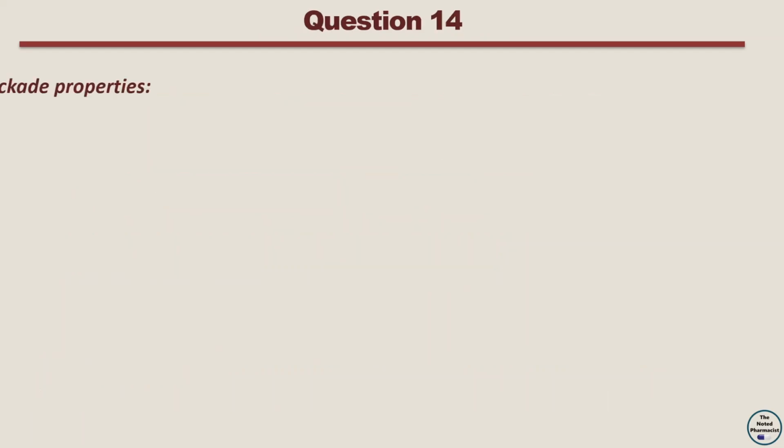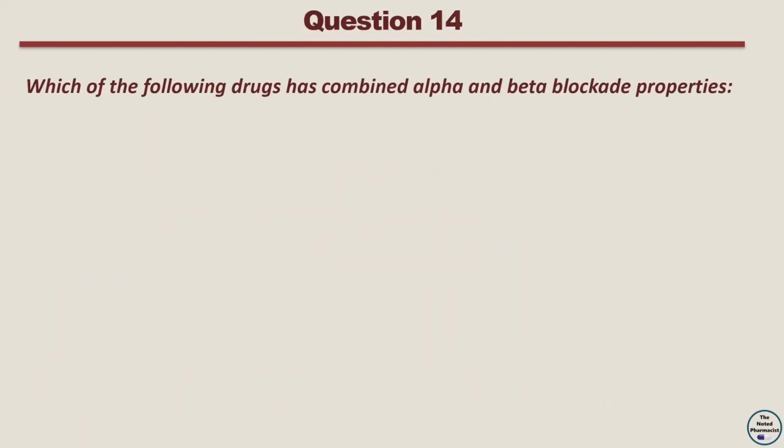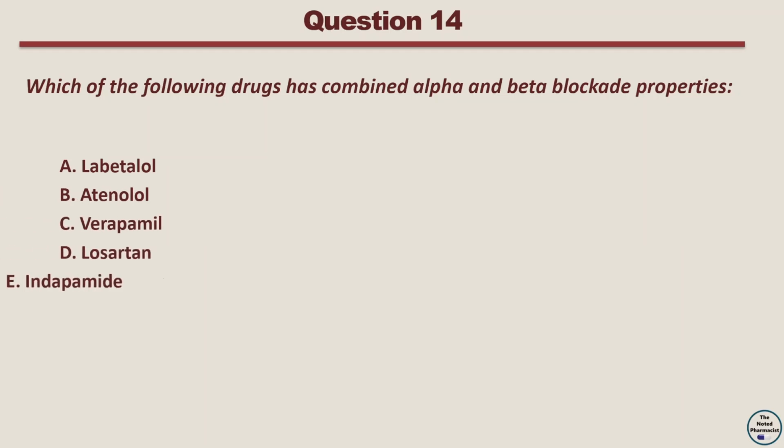Question 14. Which of the following drugs has combined alpha and beta blockade properties? Option A, labetalol. Option B, atenolol. Option C, verapamil. Option D, losartan. Option E, indapamide.